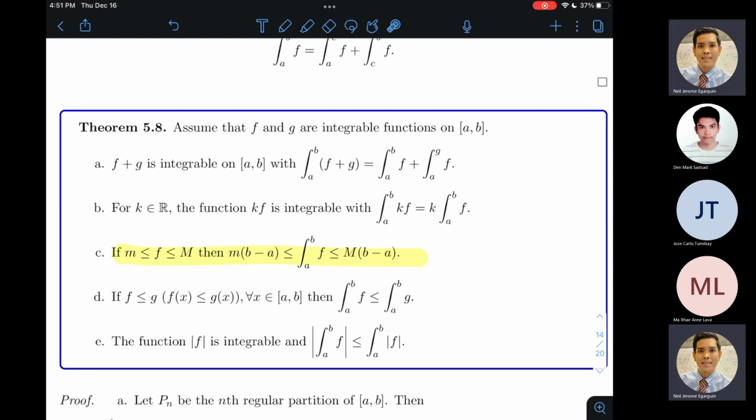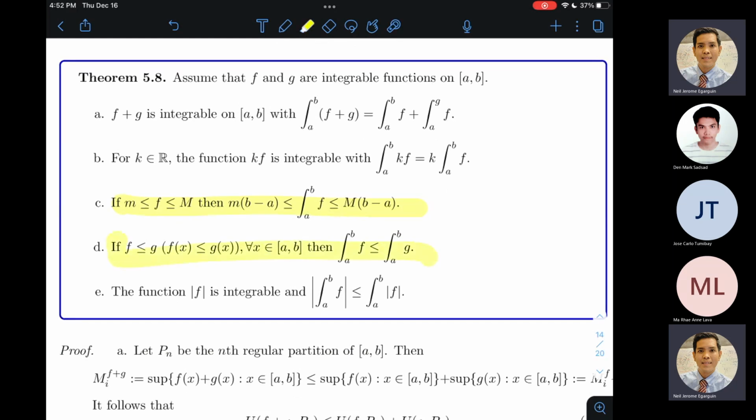Right? Tapos we have another order theorem for integrals. Kapag si f ay less than or equal to g, and this is a shorthand notation for saying that f of x is less than or equal to g of x for all x in the interval AB, then the integral of f is less than or equal to the integral of g. Right? Pag mas maliit si function f kaysa kay function g over the entire closed interval, ibig sabihin mas malaki yung definite integral ni g kaysa sa definite integral ni f. Right? So I think this is easily illustrated using the interpretation of integrals as areas under the graphs of f and g, but above the x-axis.